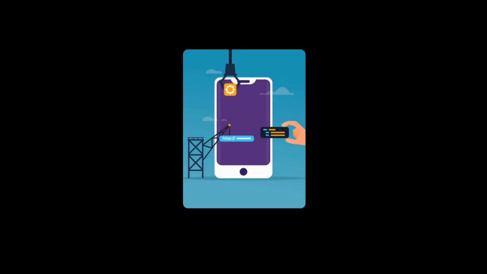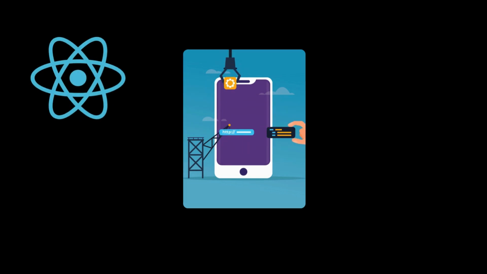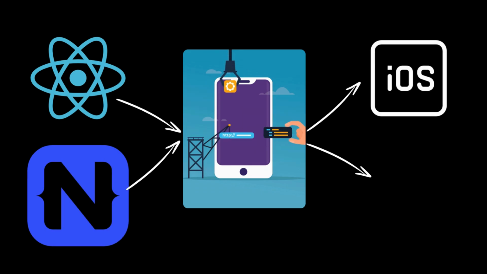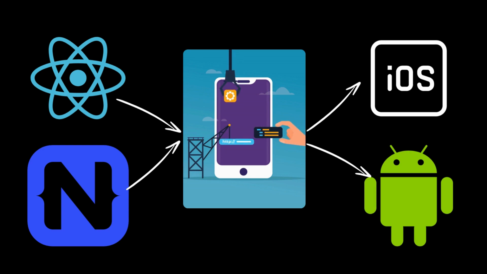We can use JavaScript in mobile app development as well. With frameworks like React Native and NativeScript, developers can use JavaScript to build mobile apps for both iOS and Android platforms. These frameworks provide a way to create native UI components using JavaScript and React.